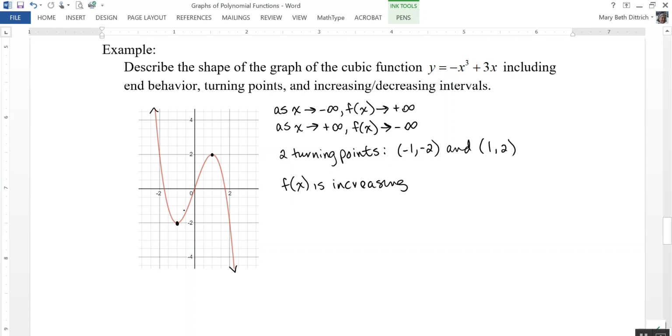So at this point, x is -1 is less than or equal to x, which is less than or equal to 1. So that would be, actually, you know what, I'm not going to do or equal to, because at that point the graph is not changing, so I'm just going to do less than. So between -1 and 1, the graph is increasing, and f of x is decreasing.